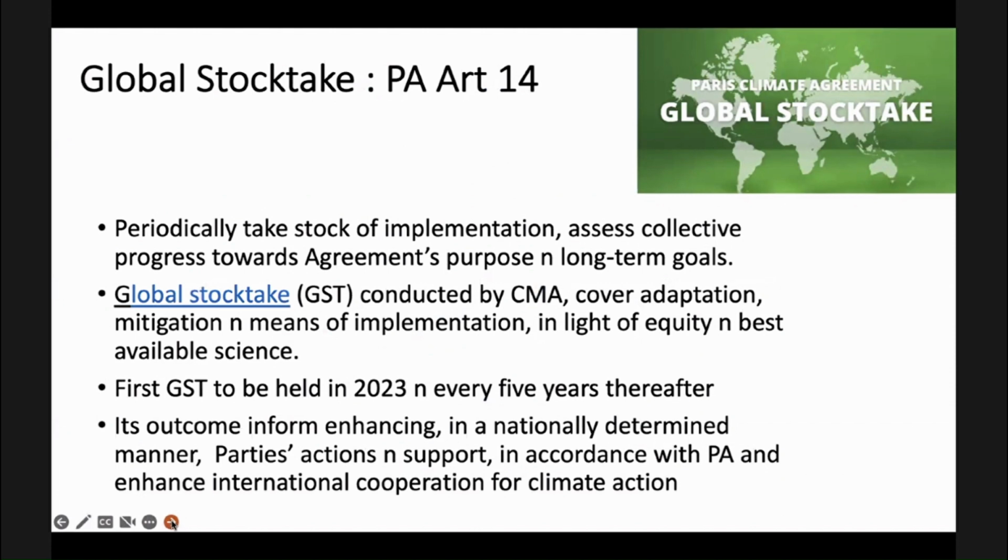There is a crucial Article 14 of the Paris Agreement, which agrees to periodically take stock of implementation, assess progress, not just towards what is planned, but also to the Paris Agreement's long-term goals. This will be conducted by the CMA, and the coverage is mentioned, both in terms of equity and the best available science.